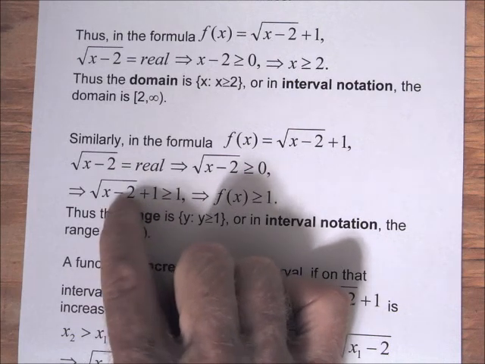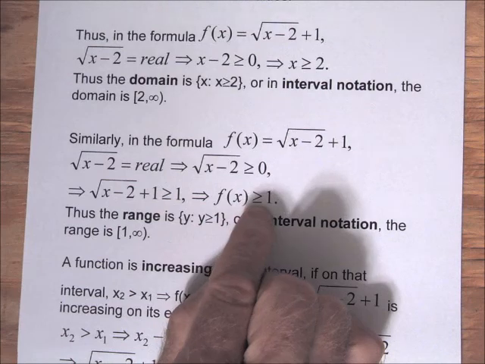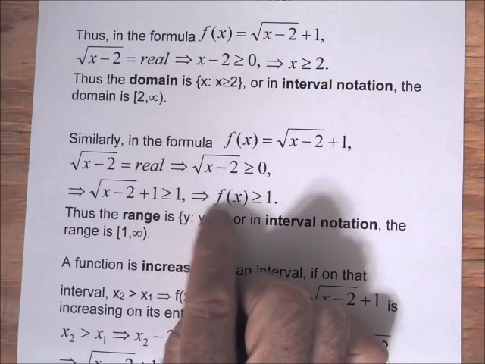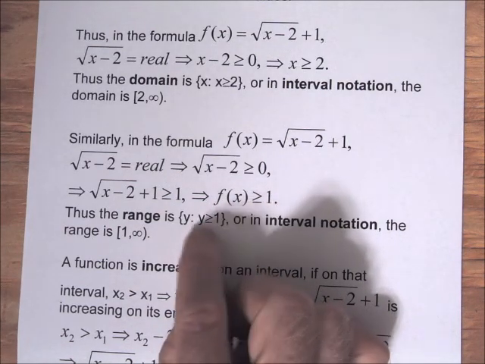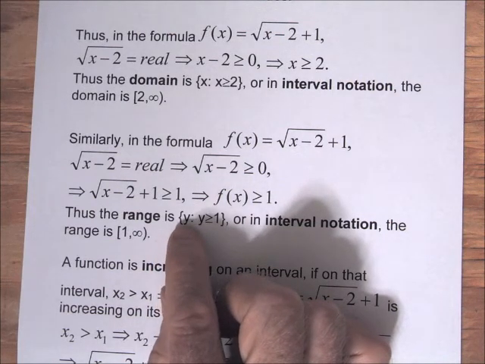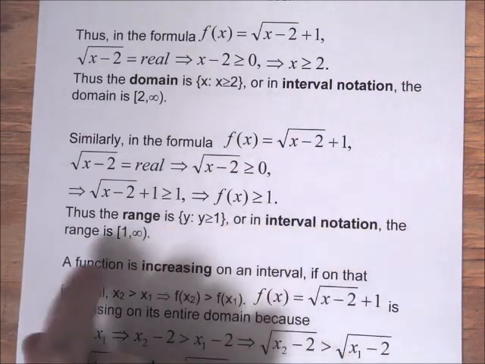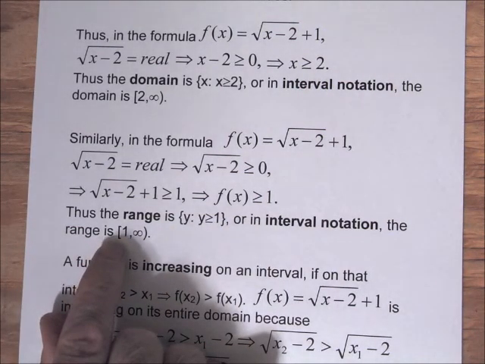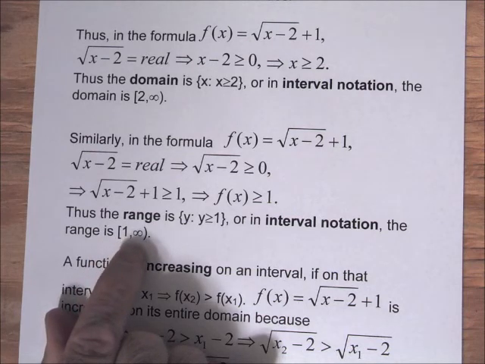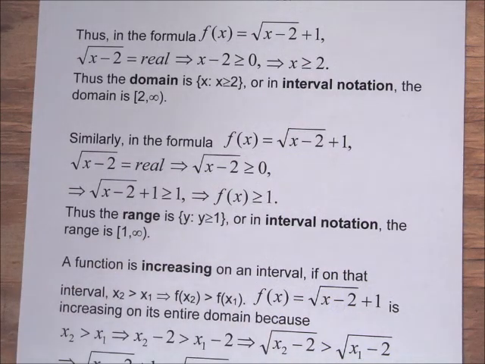So the left side here is actually the formula for f of x. So that means that f of x has to be greater than or equal to 1. So the outputs, f of x, would be the outputs from the function. That means the range would be the set of y such that y is greater than or equal to 1. Or in interval notation, the range is square bracket at 1, comma, infinity. So it goes from 1 to infinity. It includes 1 because of the square bracket. Okay, so that's domain and range.